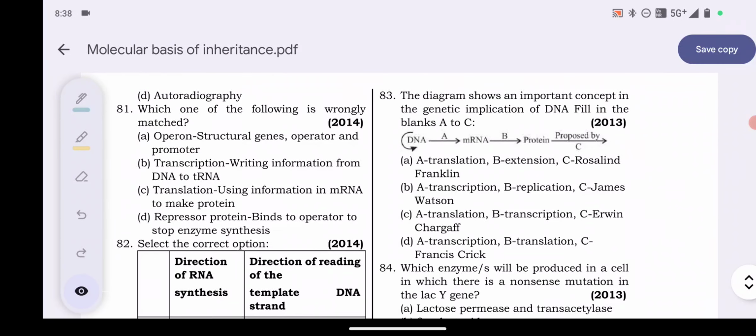83. The diagram shows an important concept in the genetic implication of DNA. Fill the blanks A to C. DNA to mRNA by the process of transcription, and mRNA to protein by translation, and protein. The central dogma was proposed by Francis Crick. So the answer will be option D. Okay, transcription, translation, Francis Crick. Central dogma was proposed by Francis Crick.